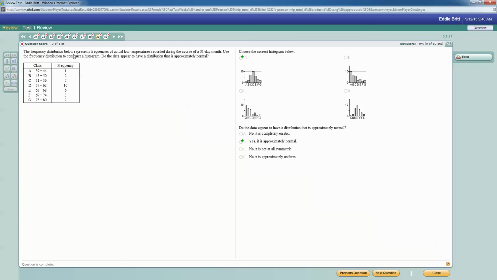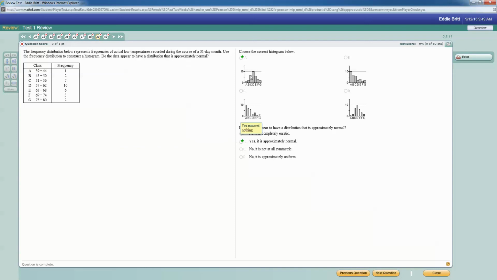The frequency distribution below represents frequencies of actual low temperatures recorded in the course of a 31-day month. Use the frequency distribution to construct the histogram. Do the data appear to have a distribution that is approximately normal? Approximately normal means that the histogram is going to start out low and then go high and then come back low.